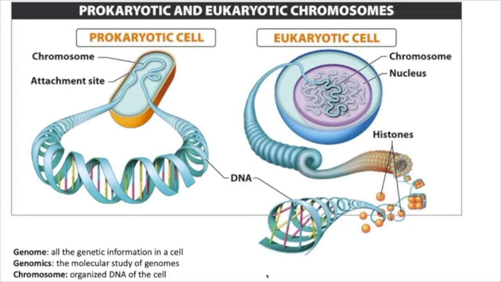Most bacteria have 1 or 2 chromosomes. Archaea can have 8 to 10-ish, but humans and other eukaryotes can have tons of chromosomes.